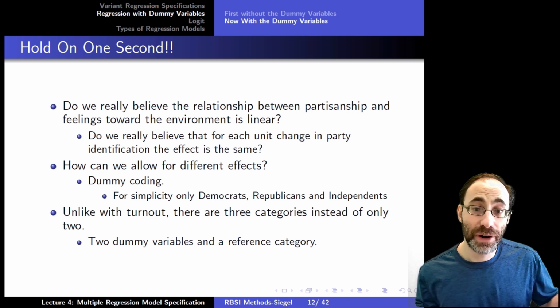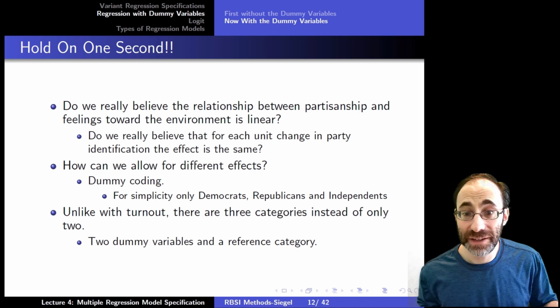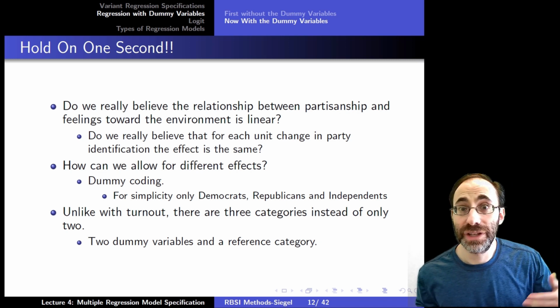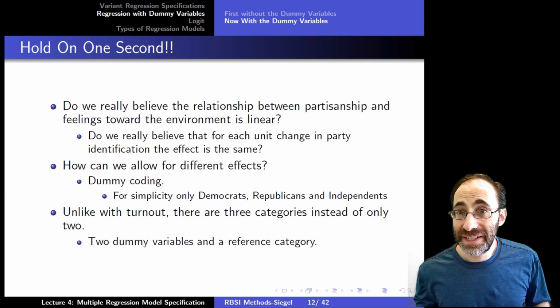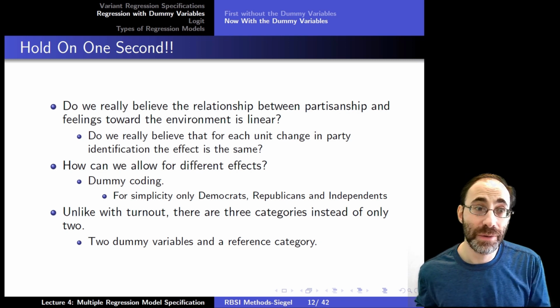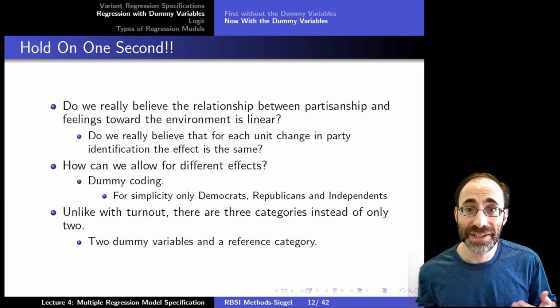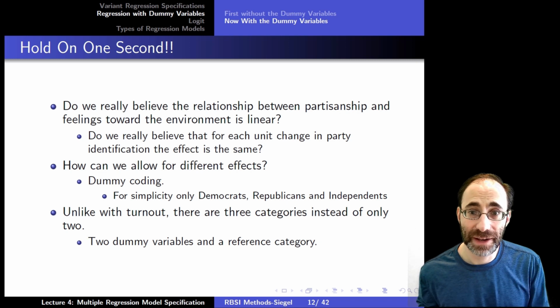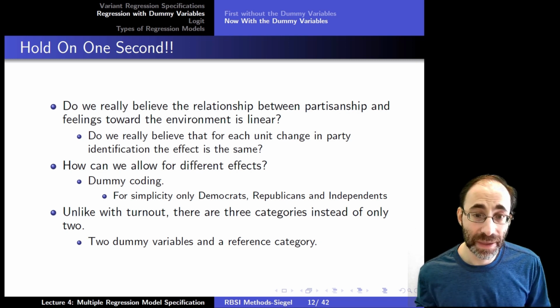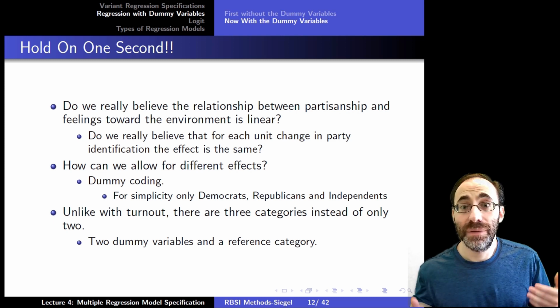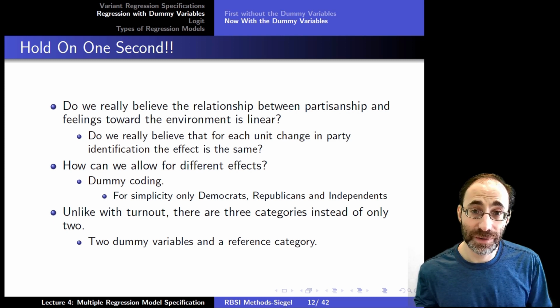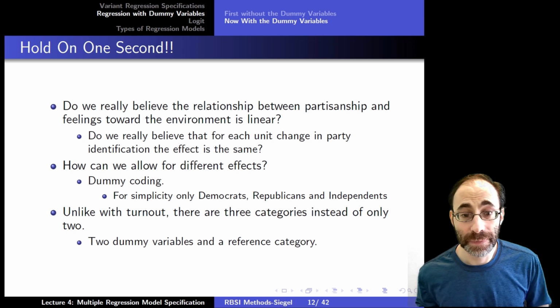That each unit increase in partisanship has the exact same effect on feelings towards the environment, right? And that's not necessarily a true assumption, right? We might think it's not linear, and there's not the same step going from weak Democrat to independent as there is from weak Republican to strong Republican. Maybe there are very different effects. And we can't capture that by using an ordinal single variable for partisanship in that way.